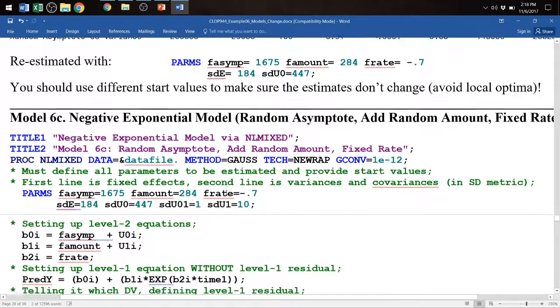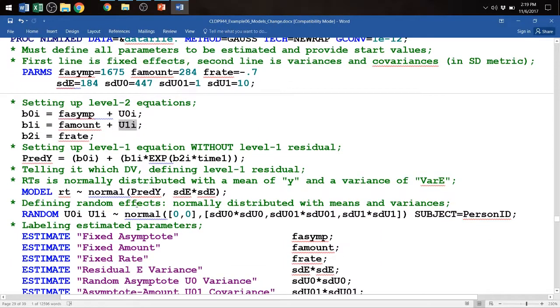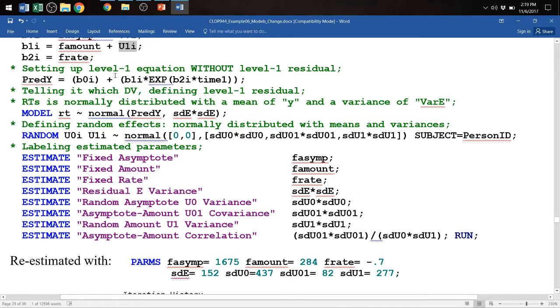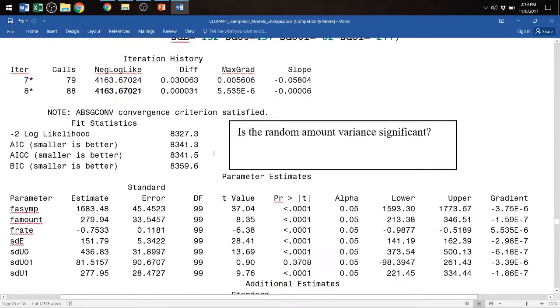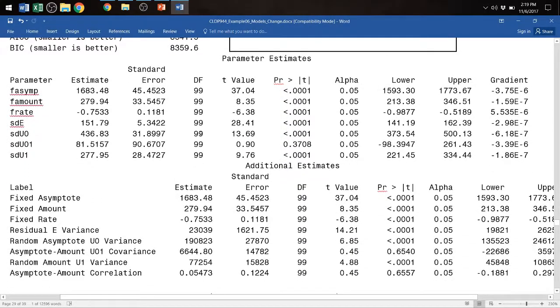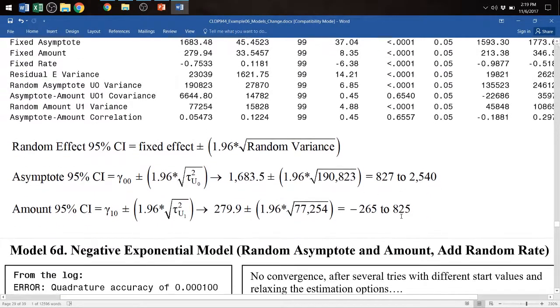So we pick up a random amount, allowing people to have individual differences in how far they have to come down to get to their asymptote. Add that to the beta 1 line, pick up another random effect, extend the G matrix accordingly. Is the random amount variance significant? The -2 log likelihood difference says yes. Here are my random effects confidence intervals for that model.